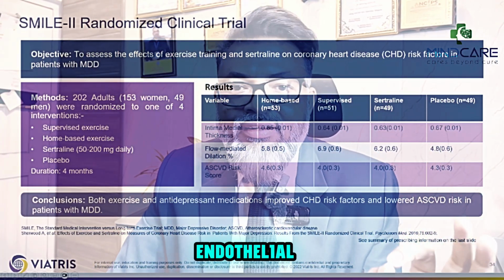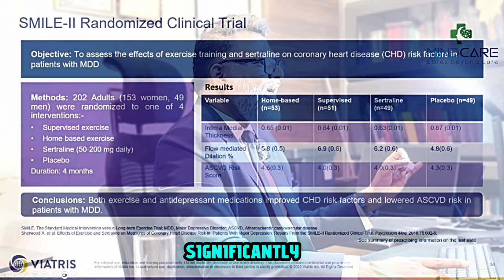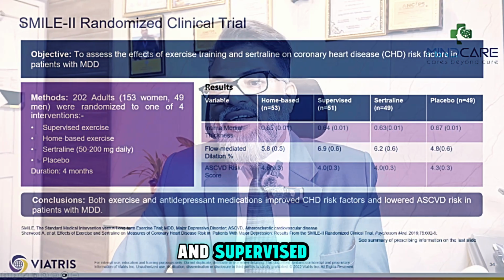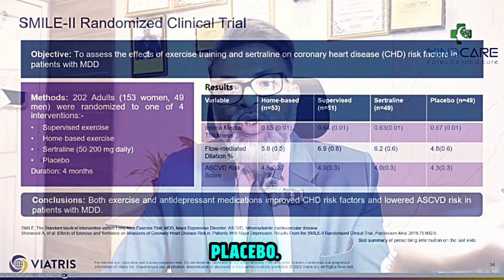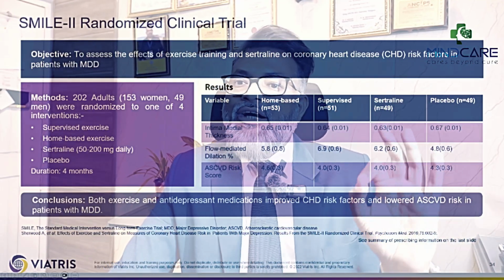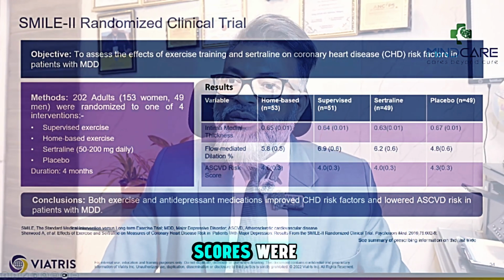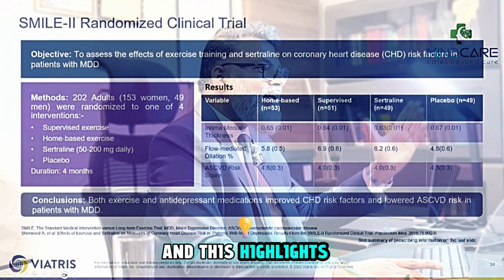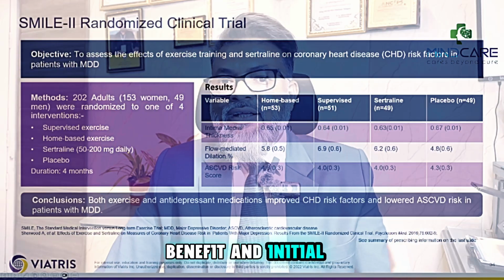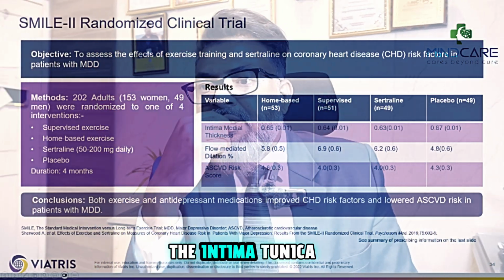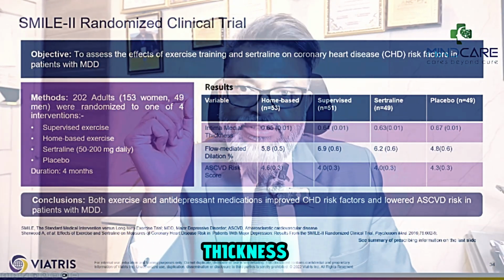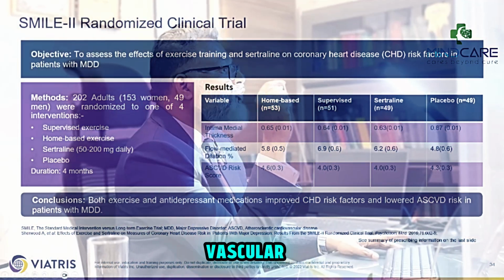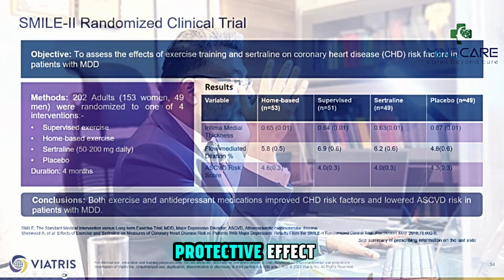It shows both supervised exercise and sertraline improved vascular health. Flow-mediated dilatation, which is a marker of endothelial function, was significantly higher in the sertraline and supervised exercise groups compared to placebo. Likewise, atherosclerotic cardiovascular risk scores were lowest in the sertraline and supervised exercise arm, and this highlights the parallel benefit. Carotid intima-media thickness was also improved modestly, and this reinforces the vascular protective effect.